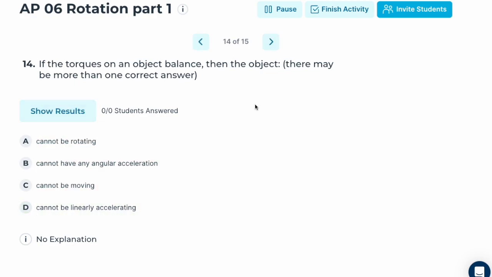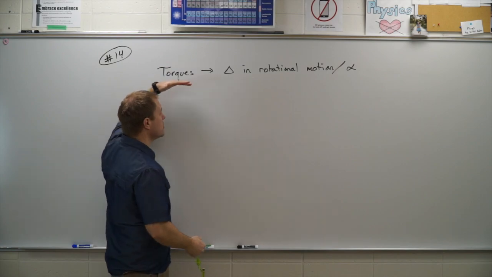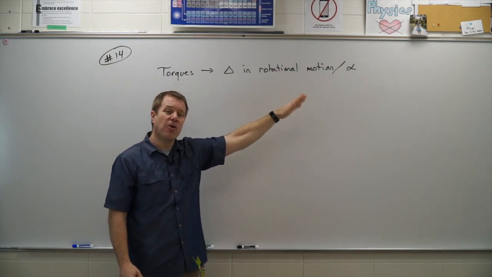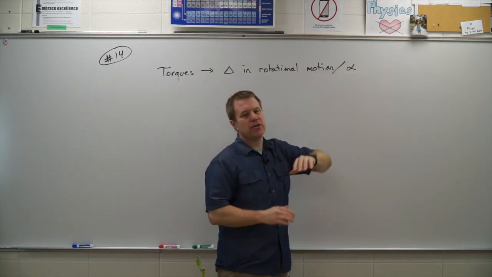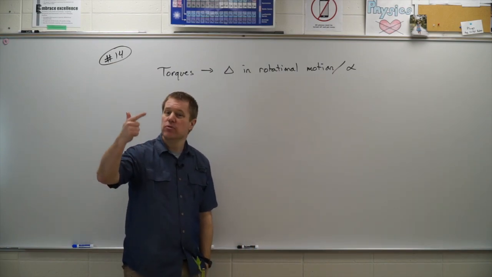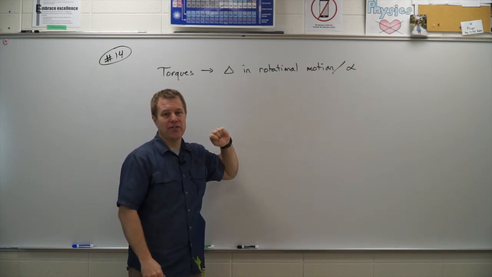If the torques on an object balance, then the object must what? Cannot be rotating, cannot have an angular acceleration, cannot be moving, or cannot be linearly accelerating. Let's take a look. Okay, similar to the last one, torques are telling me about a change in rotational motion, so they're telling me about my alpha. So a net torque of 0 is only telling me that alpha is 0. It's not telling me anything about whether it's rotating, moving, or linearly accelerating. It's just telling me that the angular acceleration is 0.